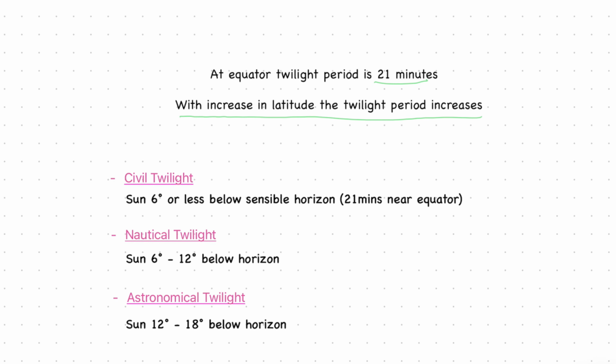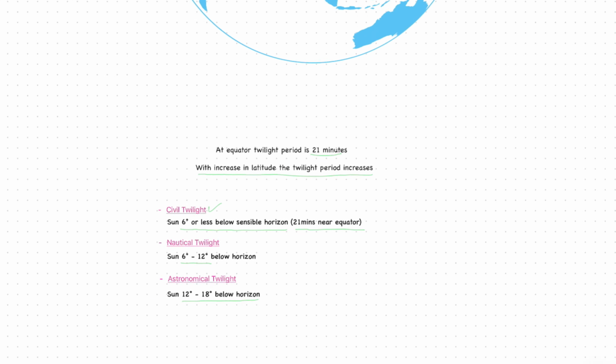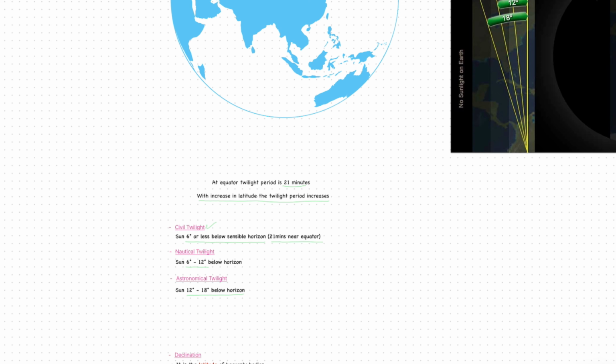Civil twilight is when the sun is 6 degrees or less below the sensible horizon, 21 minutes near the equator. Nautical twilight is 6 to 12 degrees below the sensible horizon, and astronomical twilight is 12 to 18 degrees below the sensible horizon. You just have to remember these numbers for the examination, it might get asked. And for flying purposes, we only use civil twilight. That's all about twilight. I hope you got the concept of twilight.